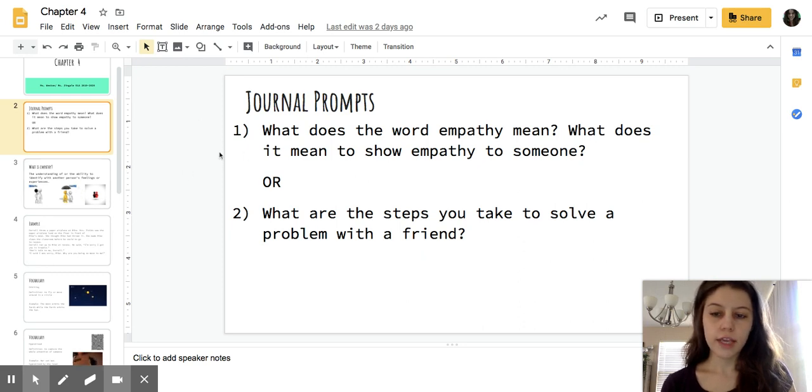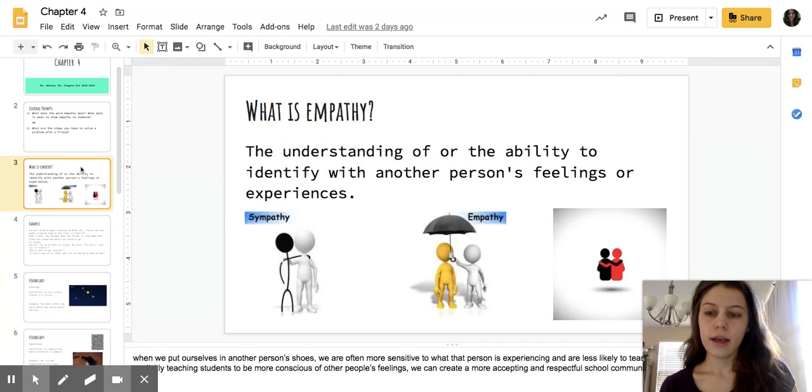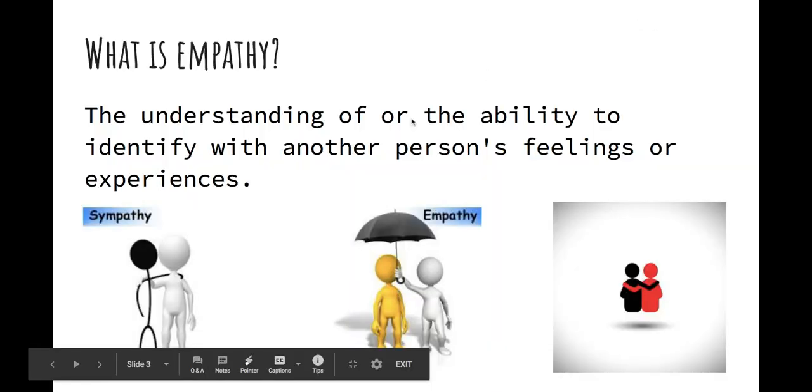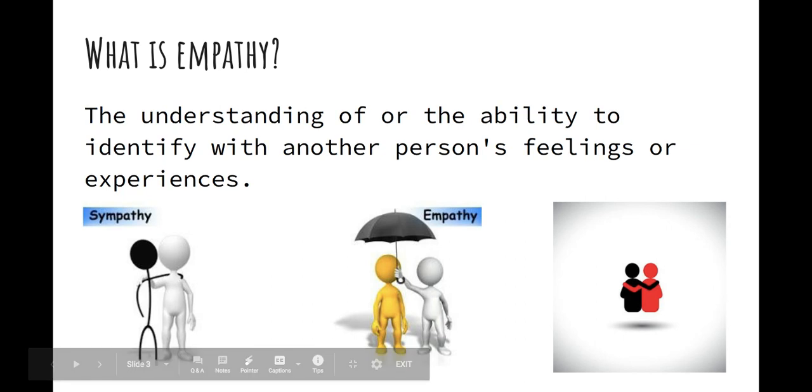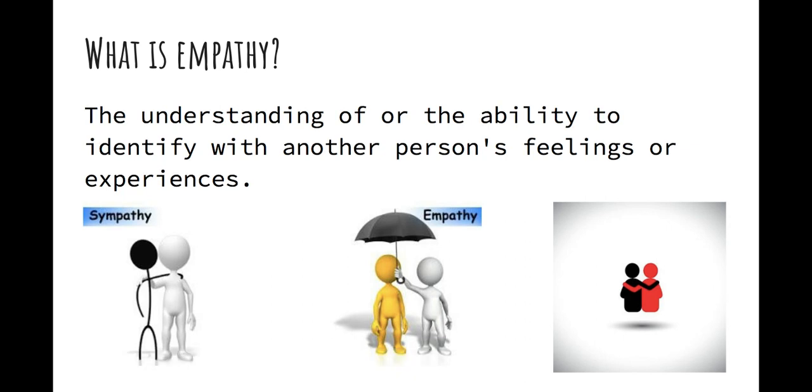So if you're thinking about trying number one, I have some ideas for you here about empathy. So you can see empathy is the understanding of or the ability to identify with another person's feelings or their experiences. So it's kind of like when you put yourself into someone else's shoes, you're more sensitive to what that person is going through and what they're experiencing. So maybe you've been through that yourself, or you have the life experience to know how they're feeling. So you act accordingly based on that.